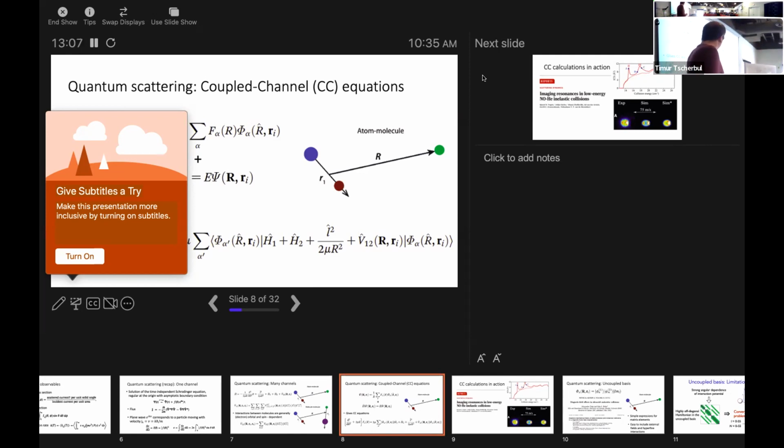On the right-hand side of the equation, there's this f, where alpha is the expansion coefficient. It only depends on the distance between the molecules, and the rest of the coordinates are tucked into this R hat and R sub i.